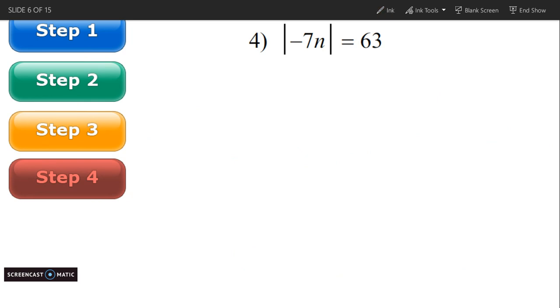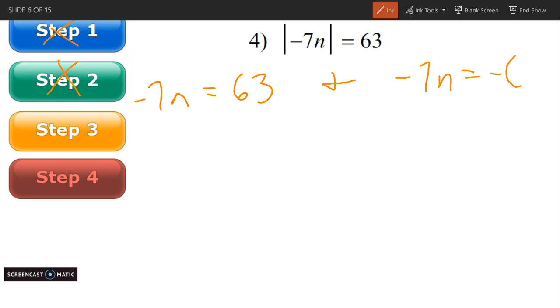Number 4. Step 1, absolute value by itself, check. Step 2, is it possible? I've got a positive number on the right side, so we're good with step 2. Step 3, set up those two equations. So we've got negative 7n equals 63, and negative 7n equals negative 63.